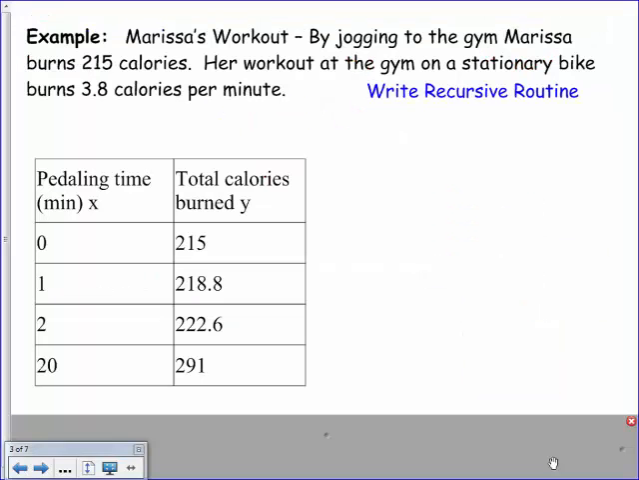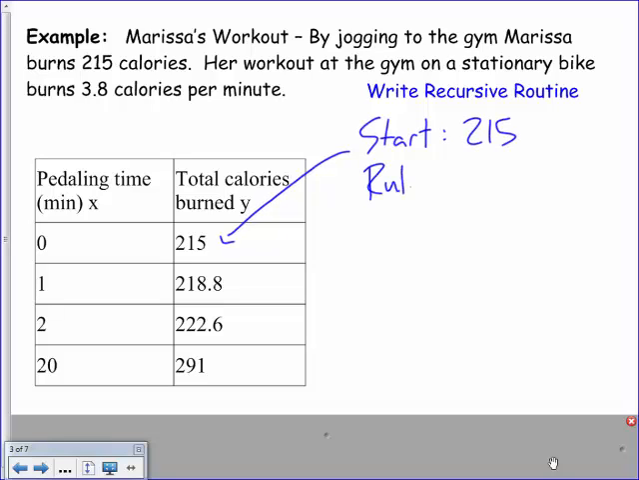All right, so let's take an example. Let's look at the recursion for it, and then we'll build into our equation. So it says Marissa's workout. By jogging to the gym, Marissa burns 215 calories. Her workout at the gym on a stationary bike burns 3.8 calories per minute. Write a recursive routine. Well, I got a nice table here. Right, my start is 215 because she burns those 215 calories riding the bike.